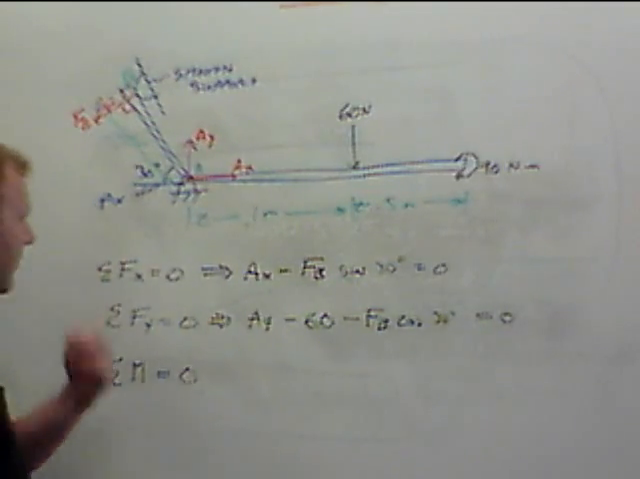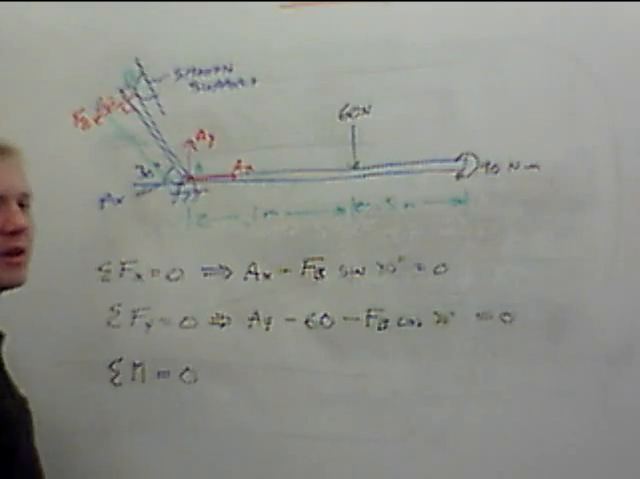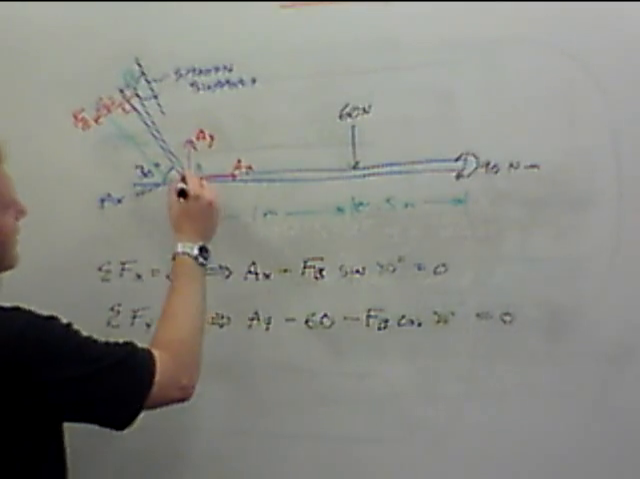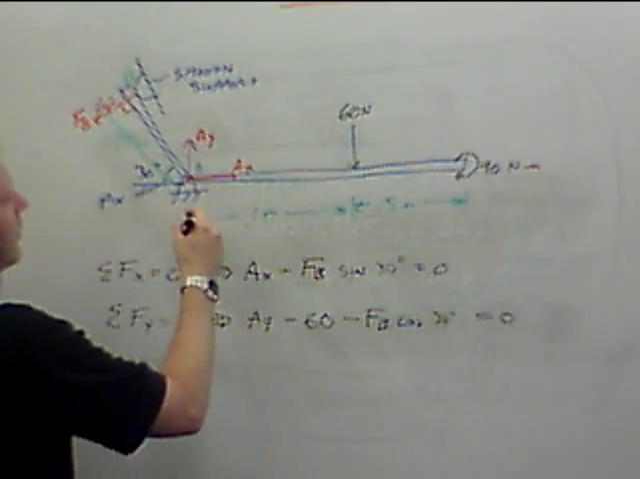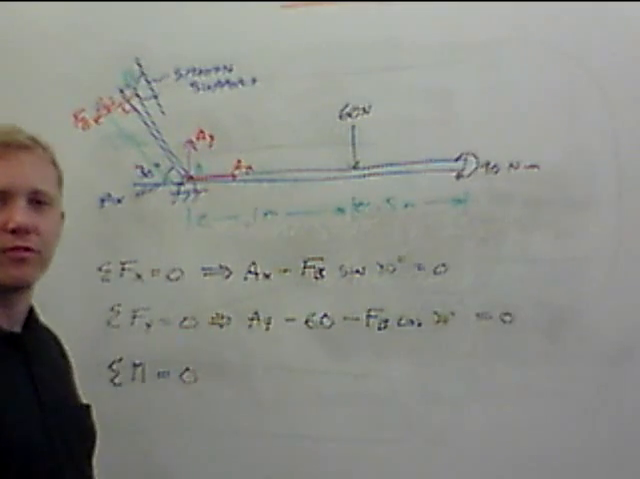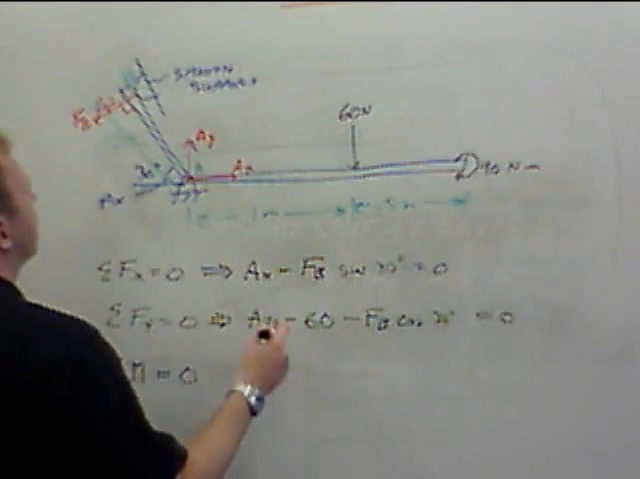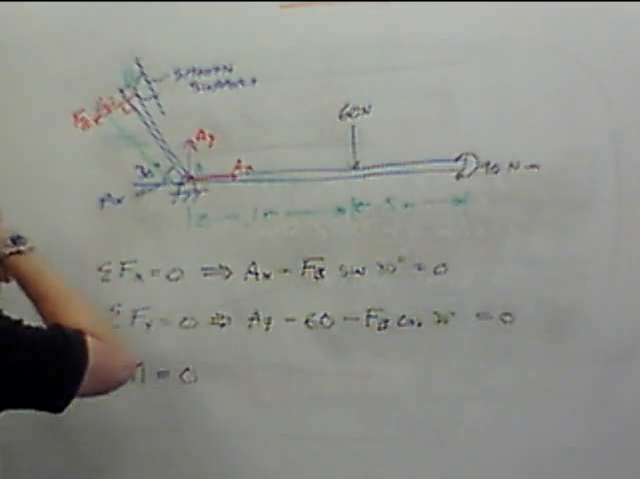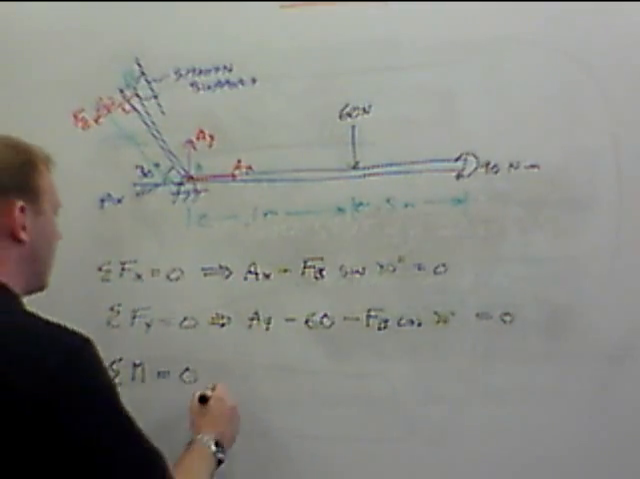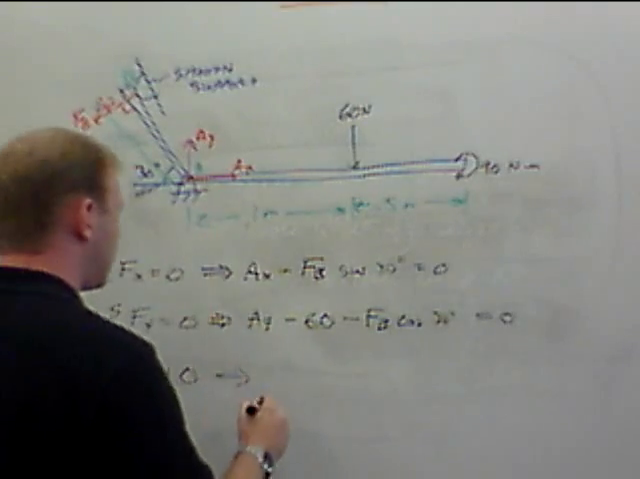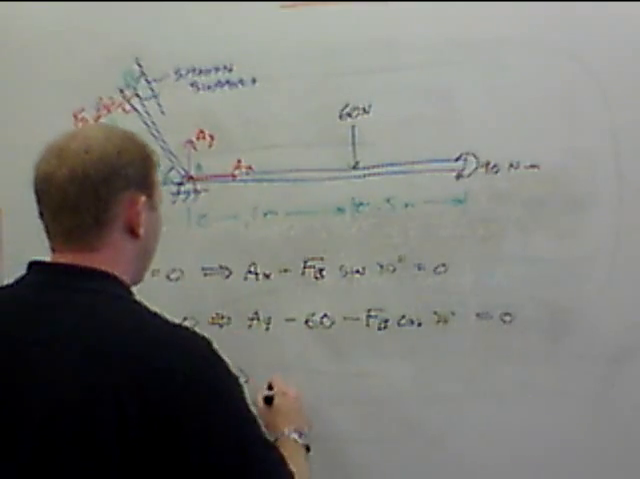In that case, it makes sense to take the moment about point A. The reason being, if we take the moment about point A, that means the moment arms for AX and AY are both 0. Those fall out of our equation. So that way we're only dealing with one unknown. Okay, so that becomes a lot easier here.